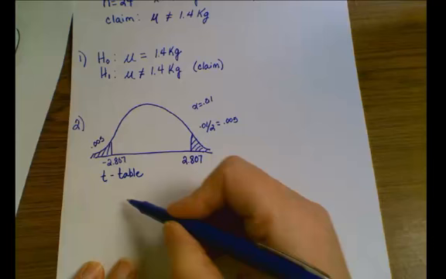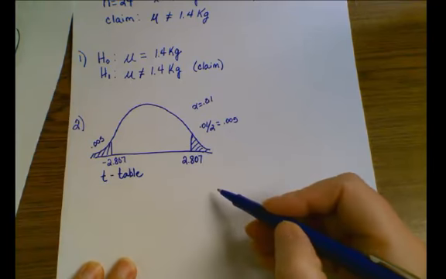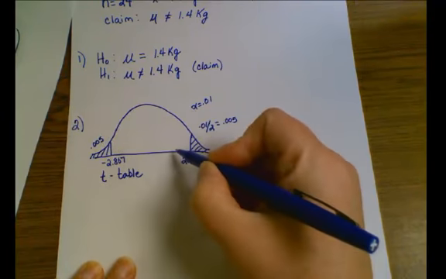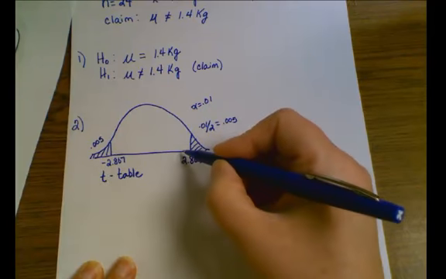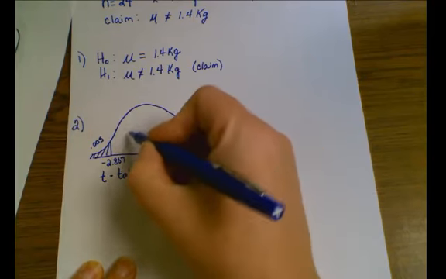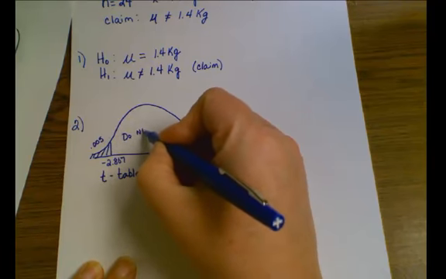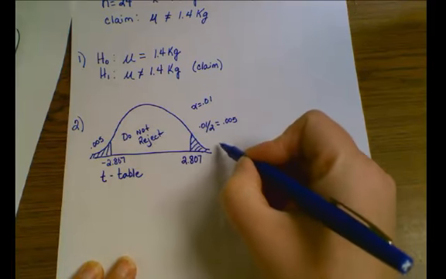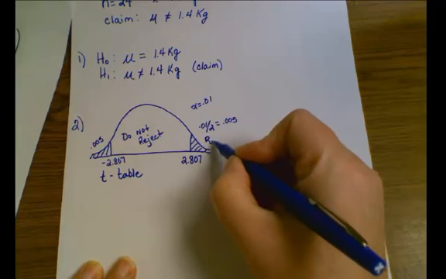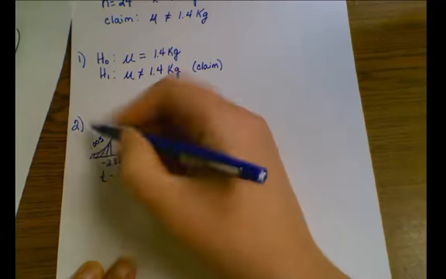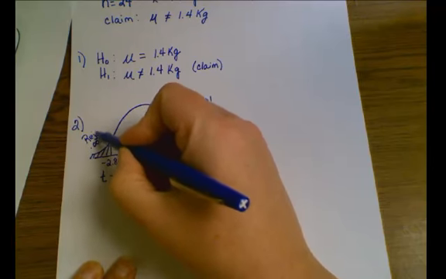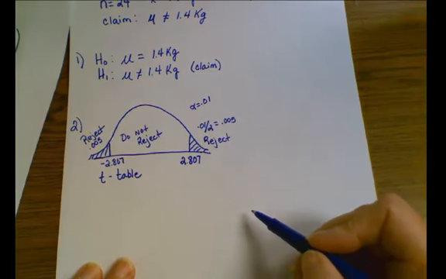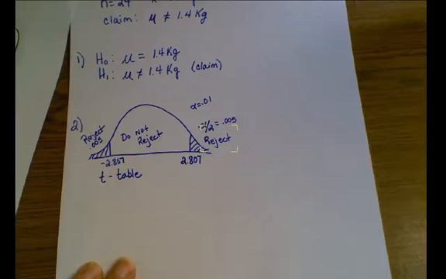Okay, next on the list of things to do, now that we've got our picture drawn of what we're doing, and remember what this means is that if our sample falls inside on here in this non-shaded region, this is the do not reject region, and over here is a reject region, and over here is a reject region. So we would reject it if it's on either end, but we do not reject it if it's in the center.